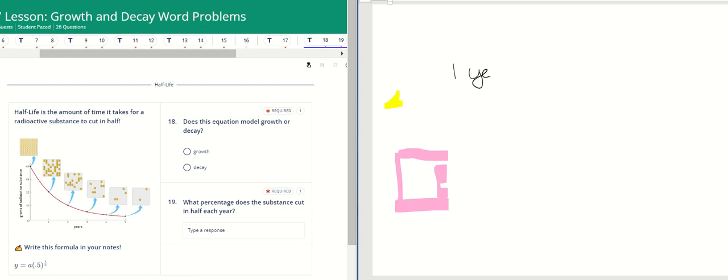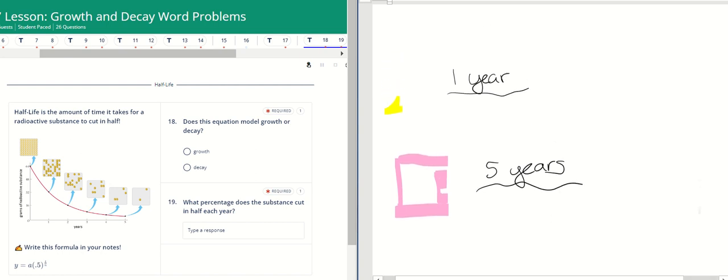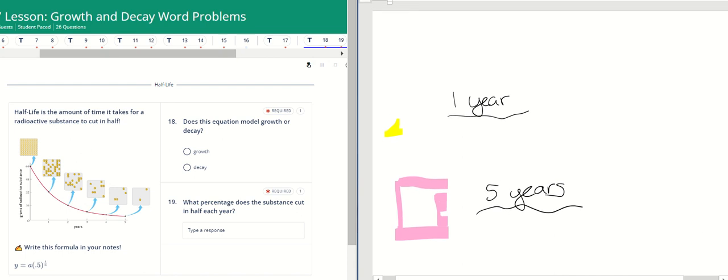A half-life of 1 year means the substance cuts in half every year. A half-life of 5 years means the substance cuts in half every 5 years. The substances are still going to cut in half. They're still going to decay. They're still radioactive. So here is a formula that you can use to model half-life.